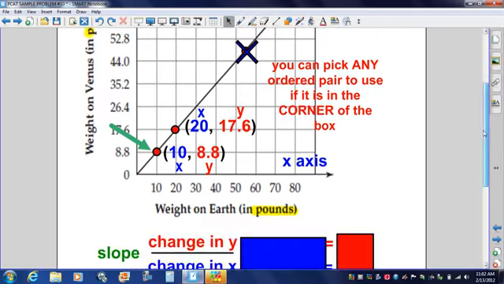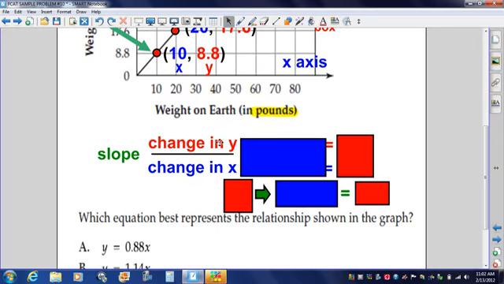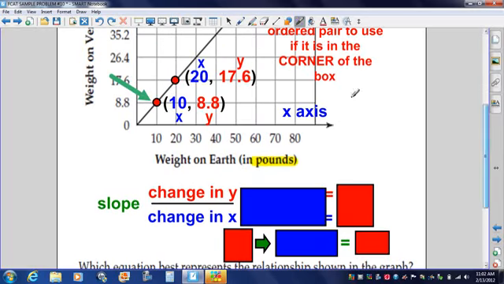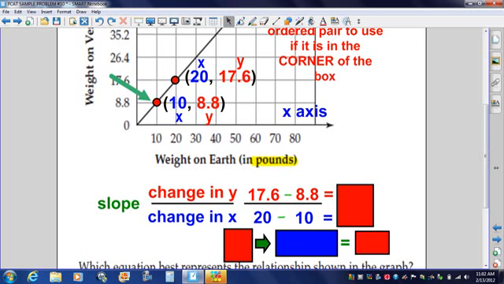The other way you could work the problem, you could say slope is known as a change in y over the change in x. So on your paper, please write that slope is the change in y over the change in x. Now, I'm going to use the two ordered pairs up here. I have an x and a y, x and a y. So what will I do? I will say that my y is 17.6. My other y is 8.8. Change means I'm going to subtract. So put a subtraction sign in between them. Change in y over the change in x.